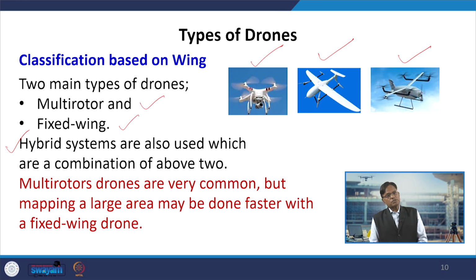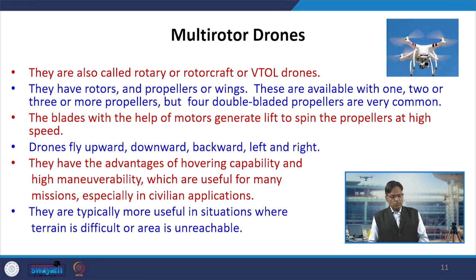Multi-rotor drones out of the three are at present very common. But if we have to do very large area mapping, then the drone with a fixed wing will be much faster to cover a large area in the shortest possible time. So depending upon the application, we will select whether we want a multi-rotor drone, a fixed wing drone, or a hybrid system. Now coming to the multi-rotor drone, the details of it: they are also called rotary drones, rotorcraft, or VTOL drones.